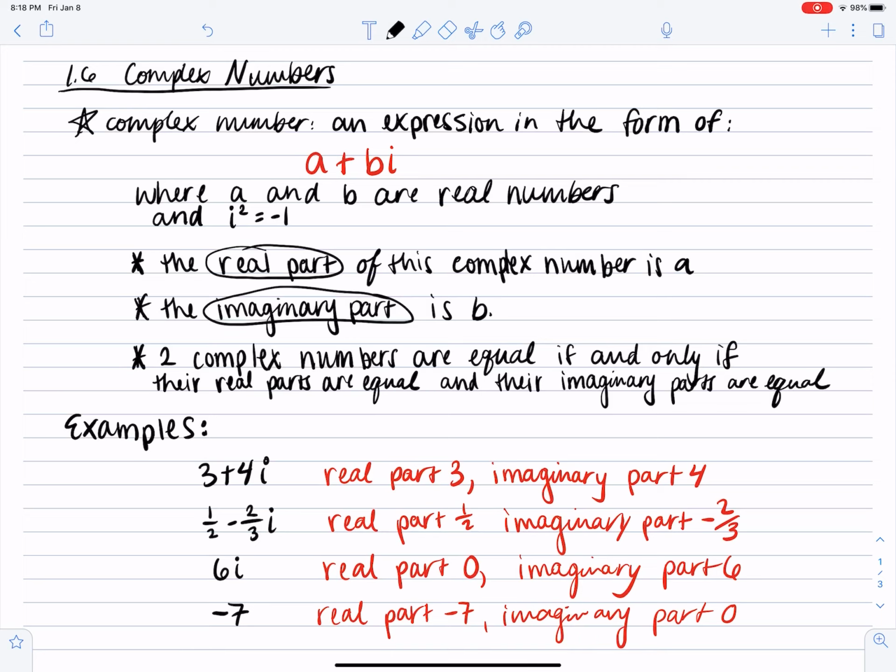This one's 6i. The real part is 0. Okay, so it's like having a 0 plus 6i here. That makes the real part 0, imaginary part 6. And then similar for the next one, negative 7. The real part is negative 7. It's like having an imaginary part of 0 here, plus 0i. So those are also complex numbers with real and imaginary parts.